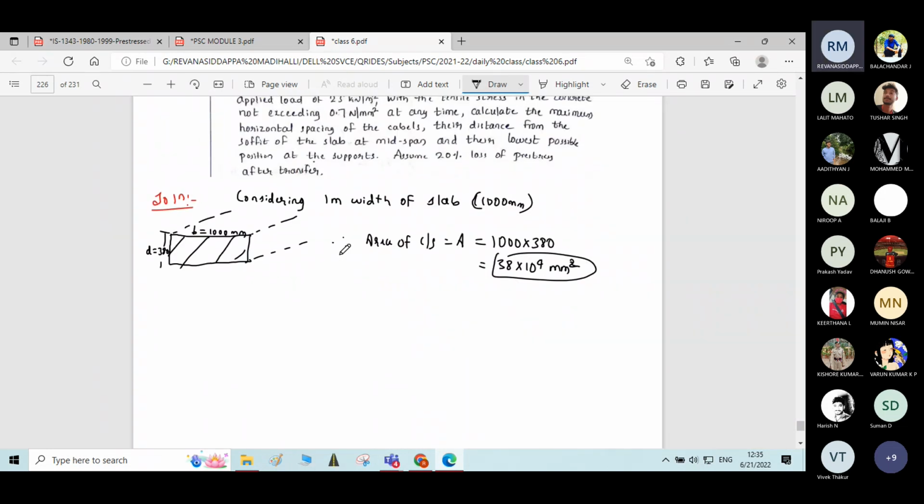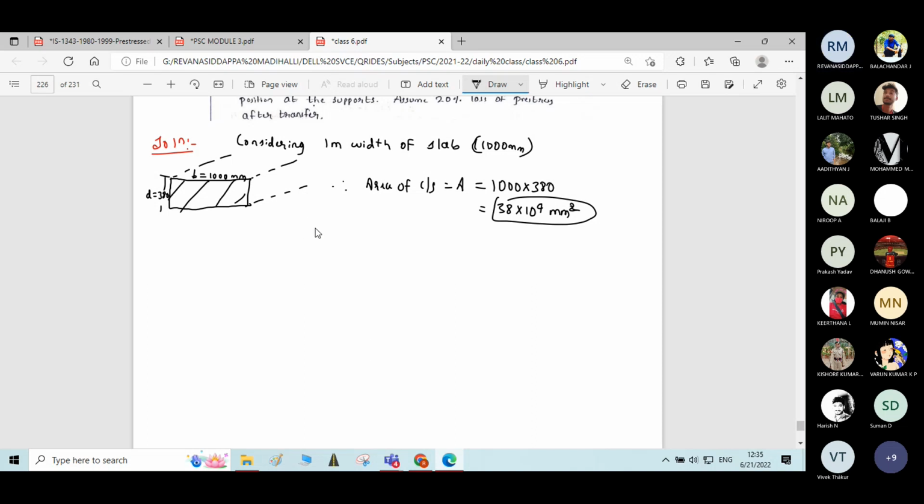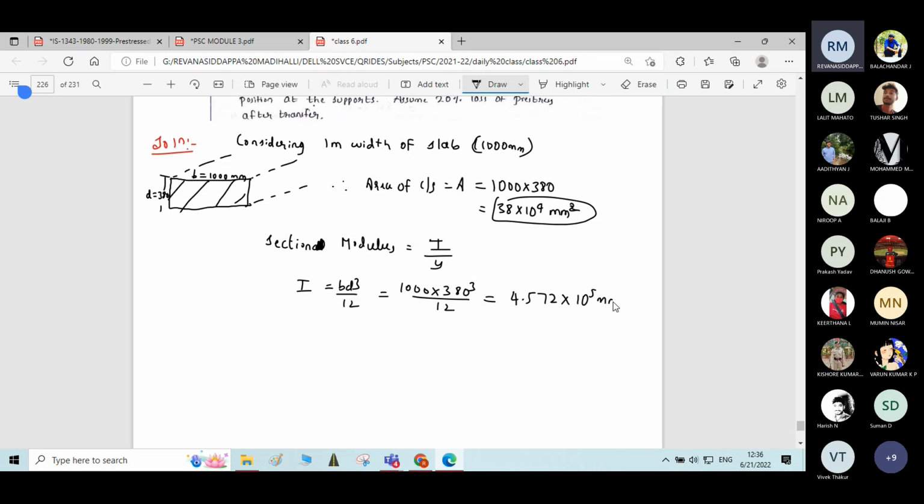We have decided the cross section of the slab, that is 1000 mm by 380 mm, and the cross sectional area also we determined, and also find some basic sectional properties like section modulus. Section modulus is required for further calculation; I'll tell you where it is required. Section modulus is equal to I by Y, where I is equal to BD cube by 12, B is 1000 into D is 380 cube by 12, you'll get the answer as 4.572 into 10 power 5 mm4.